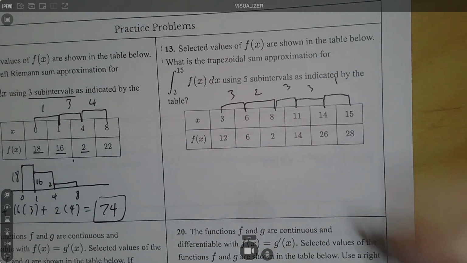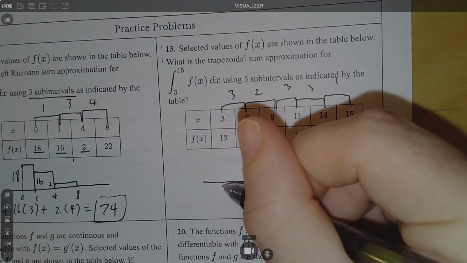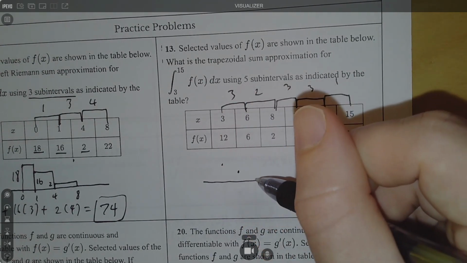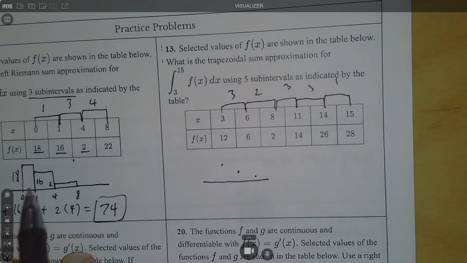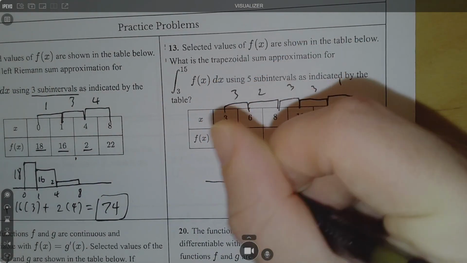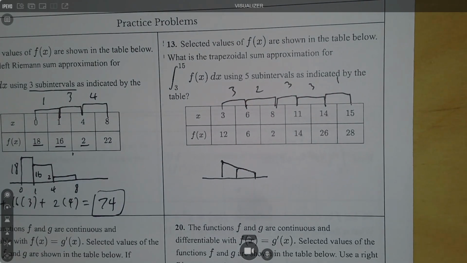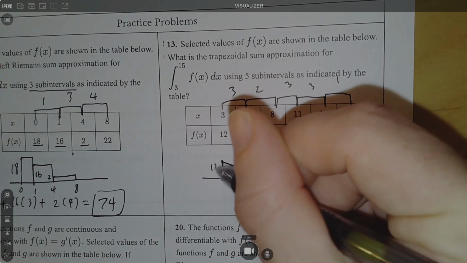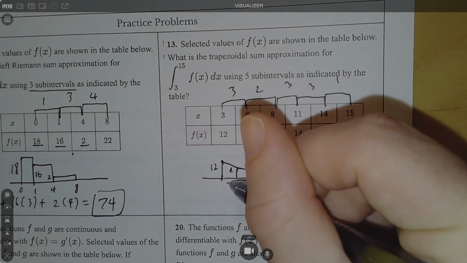All right, so if you think visually what's going on here, I'll draw part of this just to get you started. 3, 12 might be here. 6, 6 might be here. 8, 2 might be here. What's going on is instead of making rectangles, you are connecting these dots and making shapes in that way, like this, right? So for this first trapezoid here, we have a height. This height is 12. This is 6, and then this is 3.